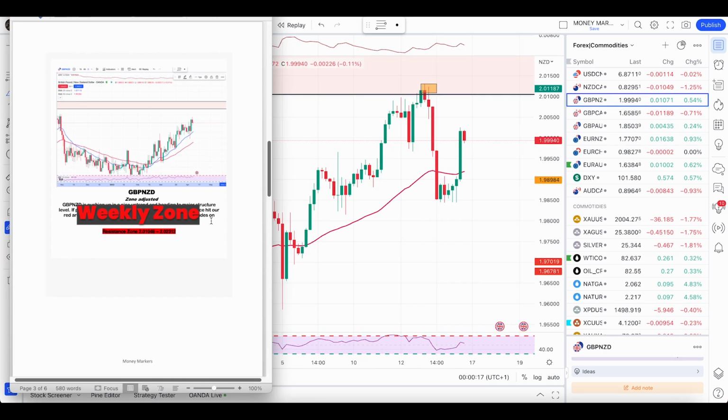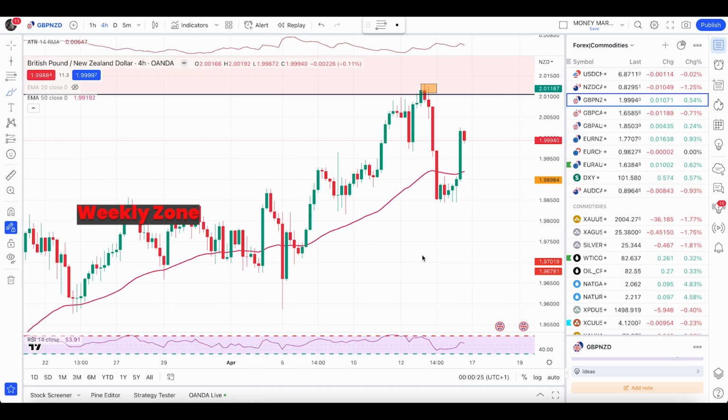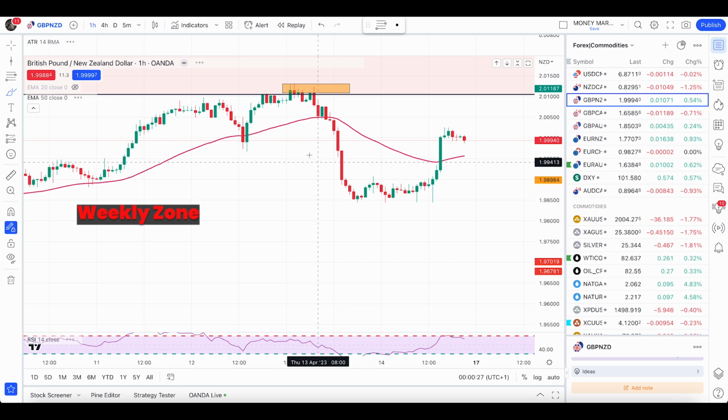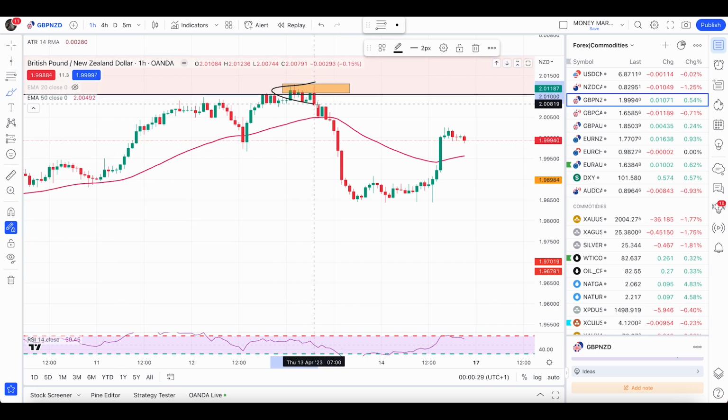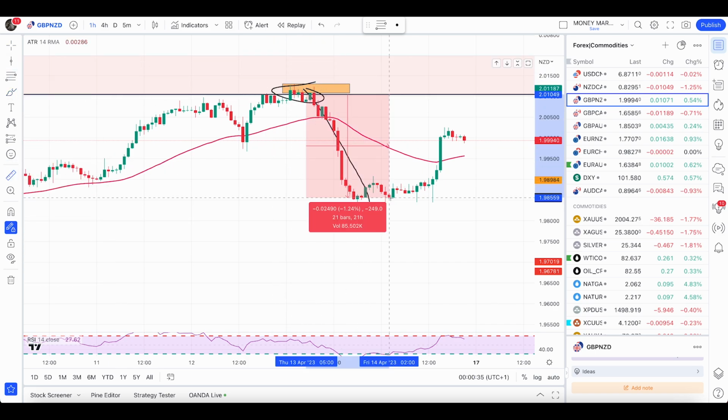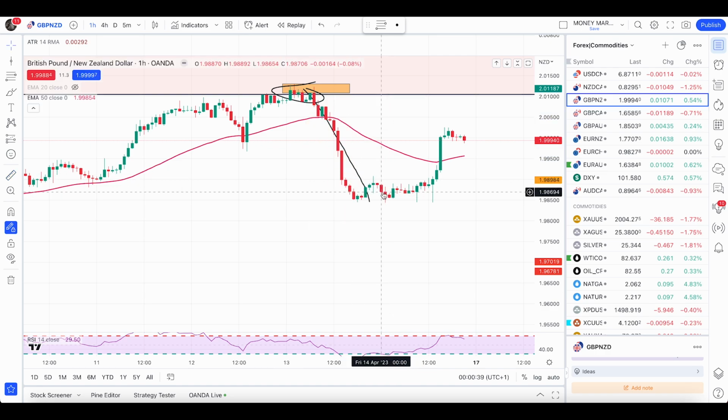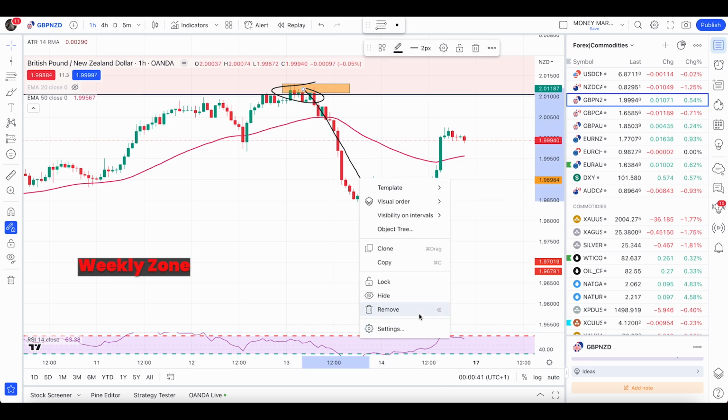Right here, GBP NZD. I've sent this zone to the members that once the price hits this zone, we have a very likely chance that the price will fall from here. And as you can see, if you go back on the 1 hour time frame, we had a nice double top pattern, and we had a massive fall of 249 pips. That is an insane amount of profit if you entered this trade using the zones I've sent to you.